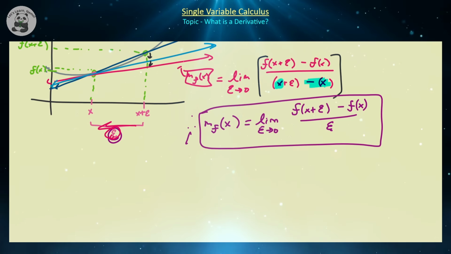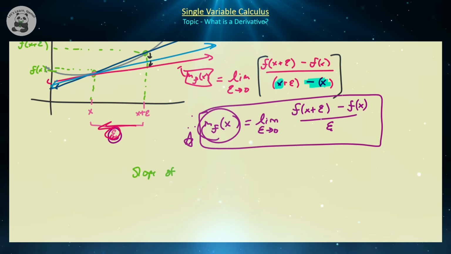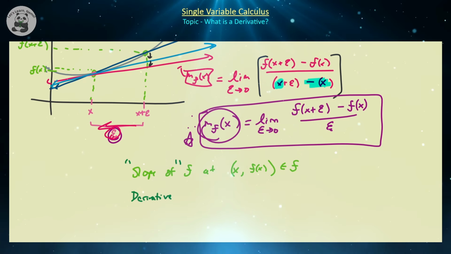So what is this? Well, this is the slope of the curve f at a point x, f of x. All right. So this is the slope of f at x, f of x, which obviously is a point belonging to the relation f, right? So the slope, of course, depends on the direction, but typically we refer to the slope of a function at a particular point synonymously as the derivative of f at x, f of x. So slope of a curve at a point is synonymous to the derivative of a curve at a point, typically said.